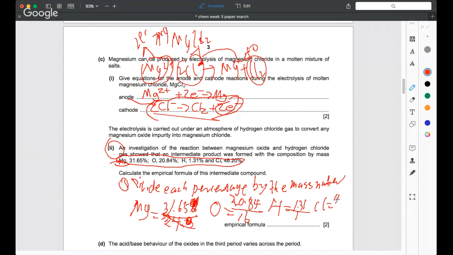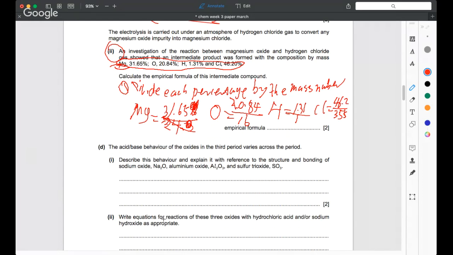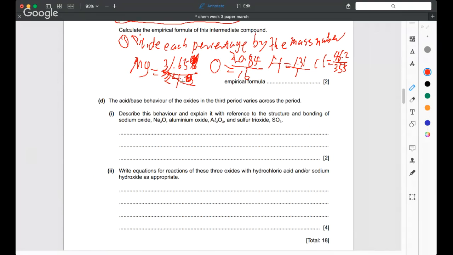Chlorine, 46.20 divided by 35.5. Then you calculate each number, and what you get is 1.3, 1.3, 1.3, and 1.3. In this case they are the same, but maybe they are not. You have to see.